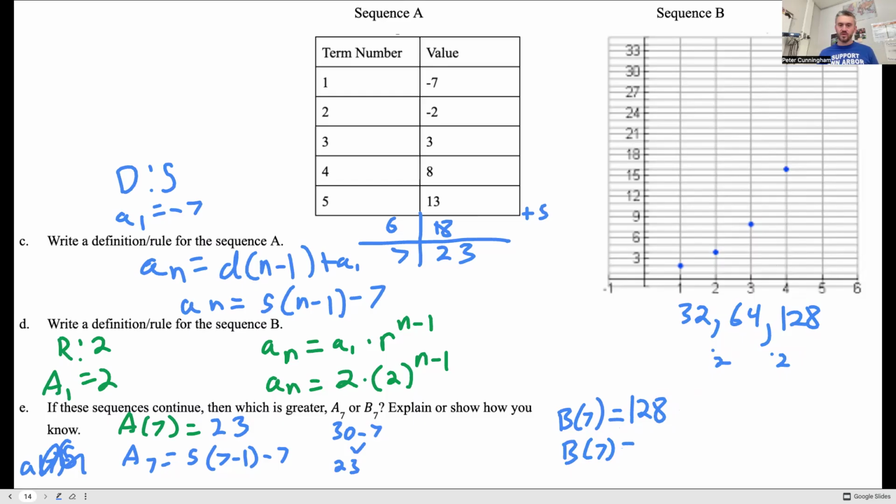If you wanted to use the formula, the 7th term equals 2 times 2 to the power of n minus 1. We're doing 7 minus 1, which would be 6. Okay. 2 to the power of 6 is 64. I think. Yeah, double check me on that. 2 to the power of 6 is 64. Multiply that by 2. And again, you get 128.